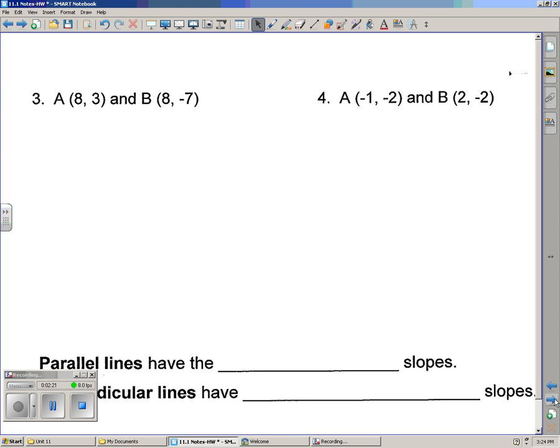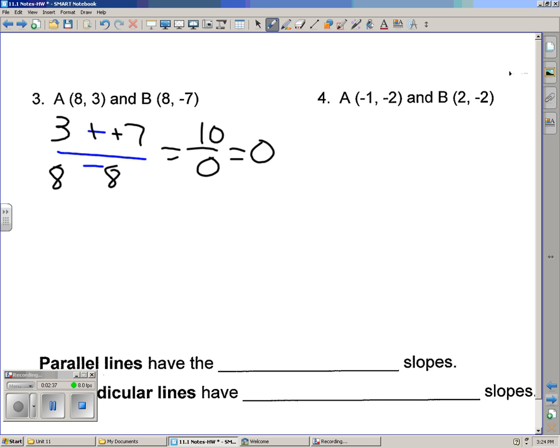Try these next two. Fraction bar, minus, minus, y1, y2, x1, x2. When you do the math here, double negatives, you're going to get 10 over 0. You can never have a number over 0, empty set, undefined. This happens to be a vertical line.